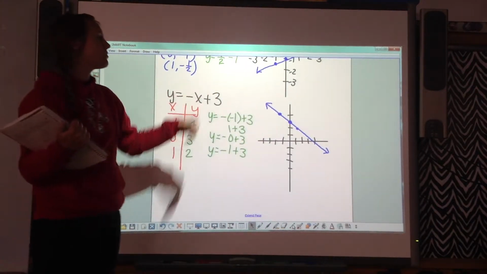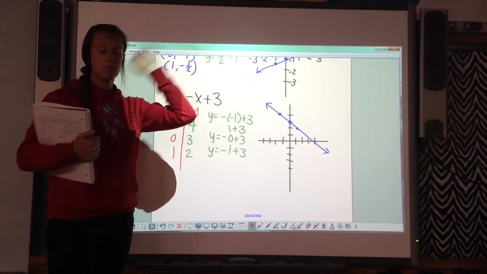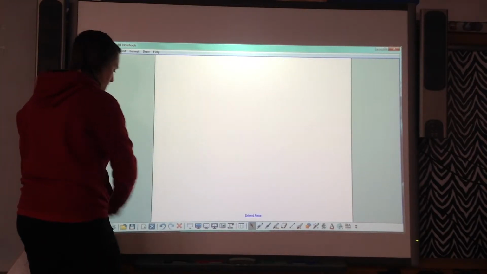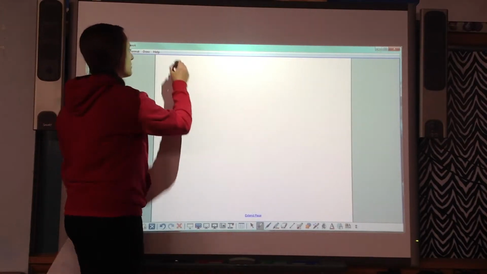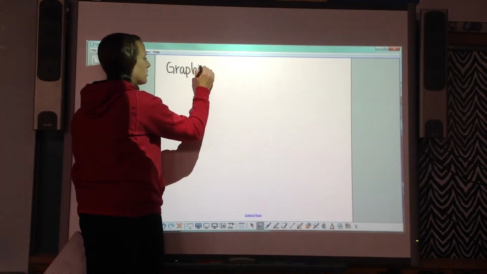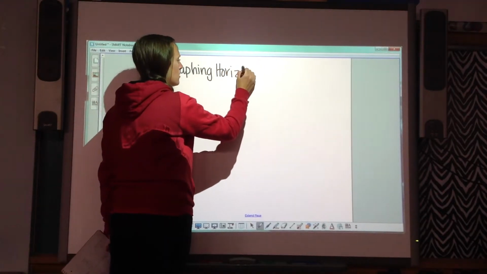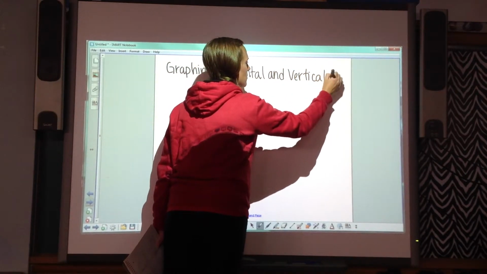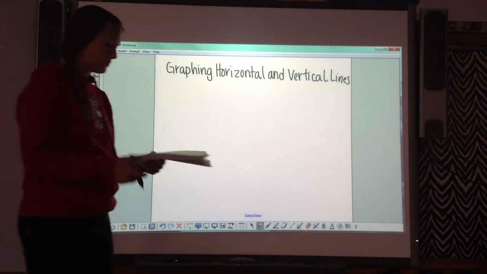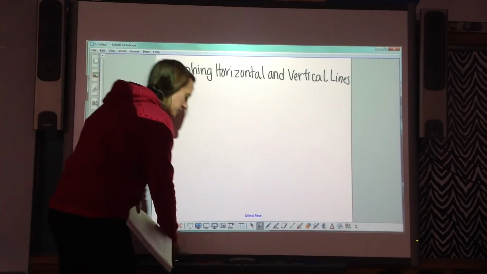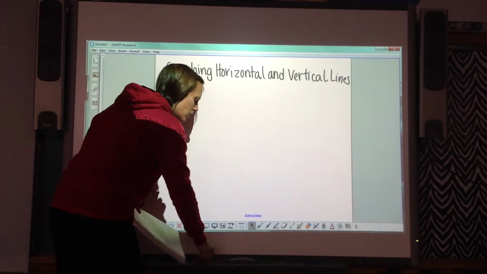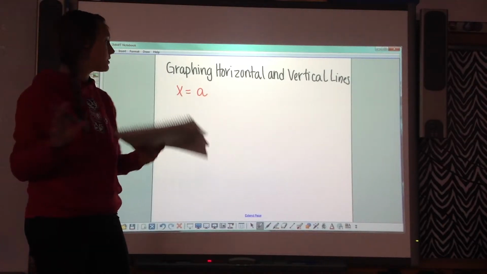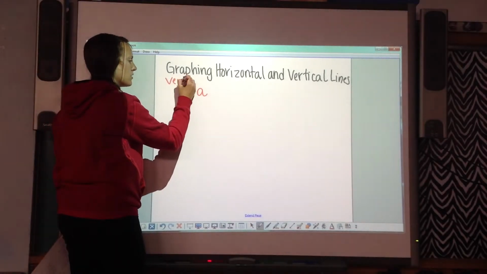So we've just talked about how to graph equations that are diagonal linear equations, but you're also going to have vertical and horizontal lines as well. So this section is graphing horizontal and vertical lines. Okay, so I'm going to kind of show you what they're going to look like here. A vertical line will always be x equals a number. A stands for any integer. It can be positive or negative. This is a vertical line.